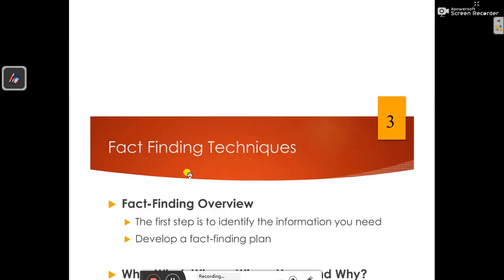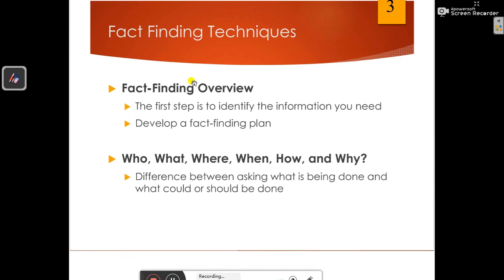So first, mainly we need to know about fact finding techniques. The overview is that we have to identify the information we need during the development phase of the system. For that you need to develop a plan for how to gather the facts or information.